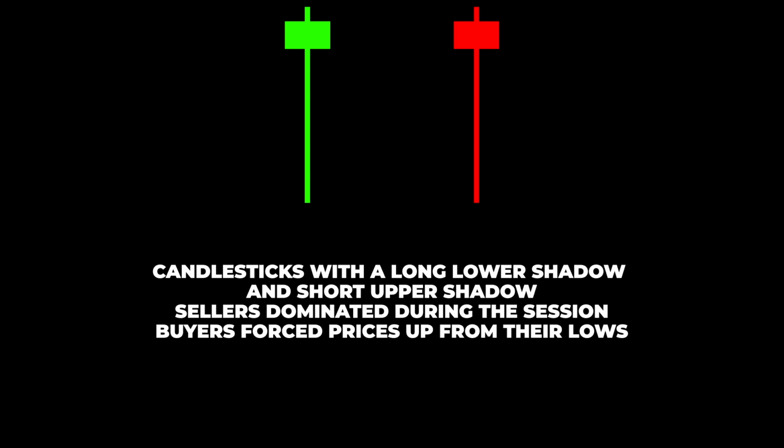Conversely, candlesticks with long lower shadows and a short upper shadow indicate that the sellers dominated during the session and drove prices lower, but buyers later resurfaced to bid prices higher by the end of the session, and the strong close created a long lower shadow.